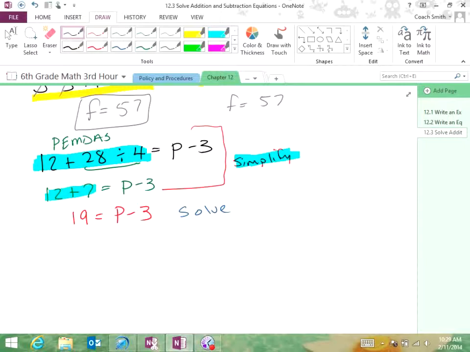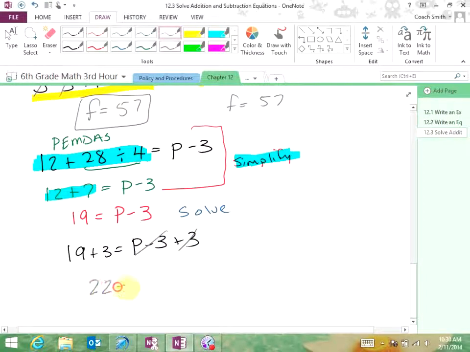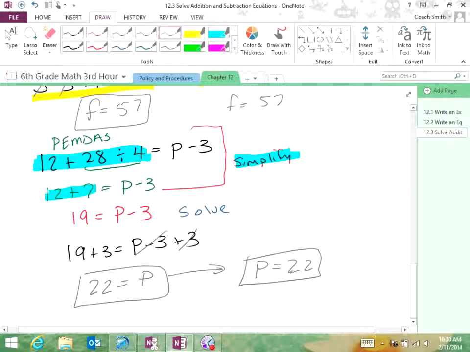I solve by doing 19 plus 3 equal p minus 3 plus 3. This cancels, leaving me with 22 equals p. This is also the same thing. Either one of those is correct.